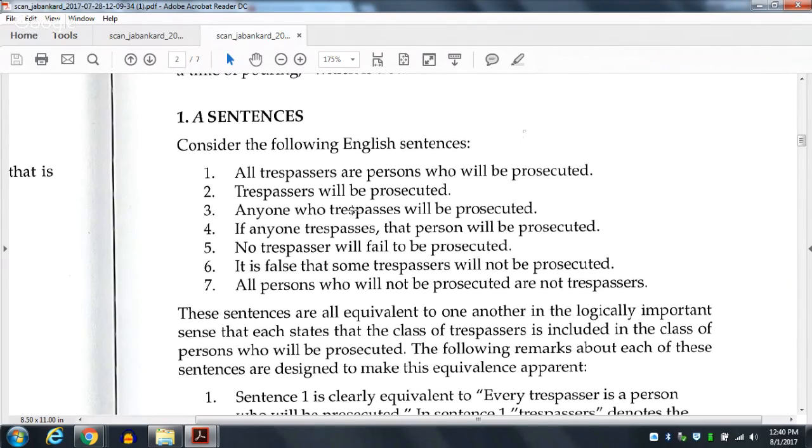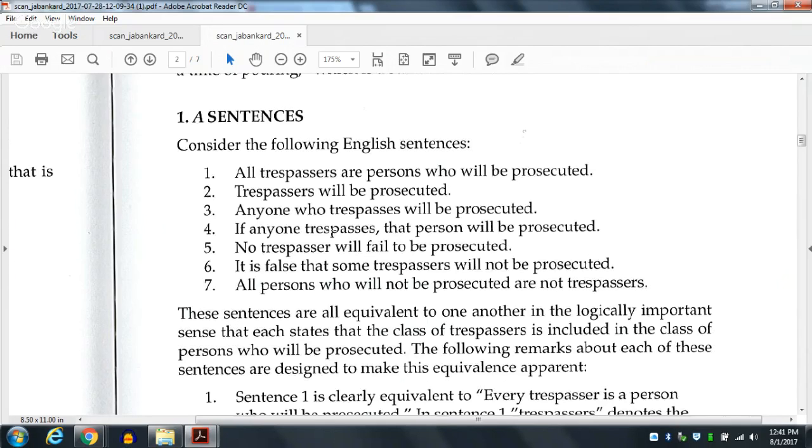You say all trespassers are persons who will be prosecuted. All S are P, very clear A statement, right? All S are P is an A. Or you can just say trespassers will be prosecuted, because the implication here is that all trespassers will be prosecuted, right? Anyone who trespasses will be prosecuted. Another way of saying all trespassers will be prosecuted, an A claim.